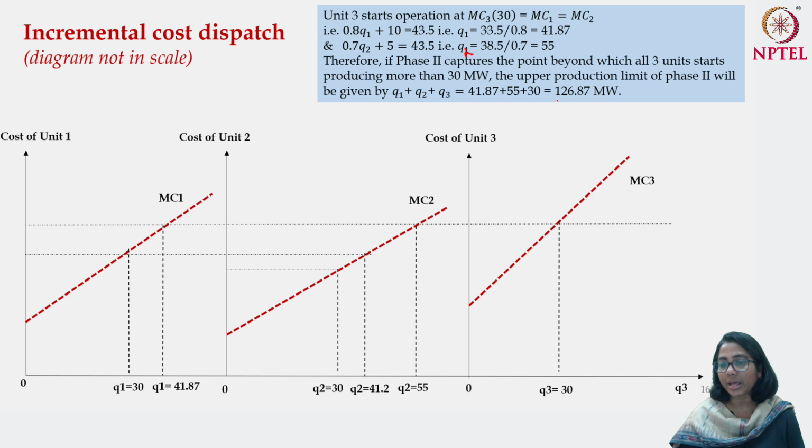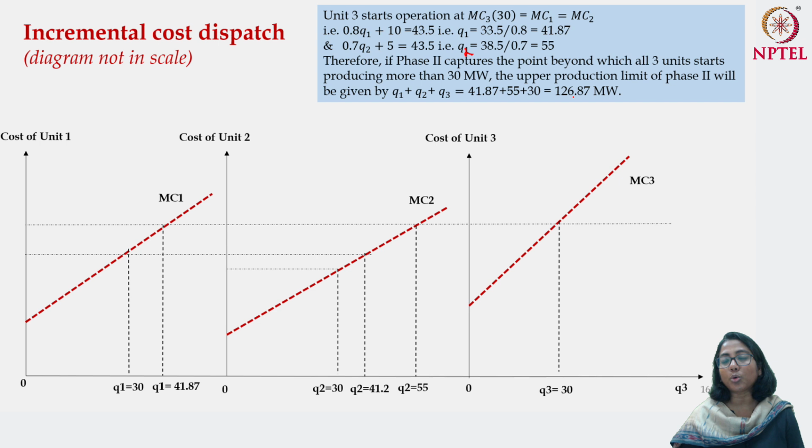So always remember, when I am talking about this total amount of electricity generation, it always incorporates the 30 units that is minimum to be generated by each of the units. So you see that if your supply has to exceed 126.87 megawatt, then all three generating units have to run in an optimum manner. So basically, it boils down to the simple sort of incremental cost dispatch problem.